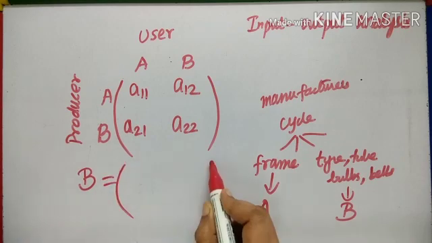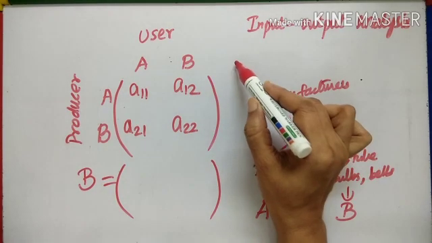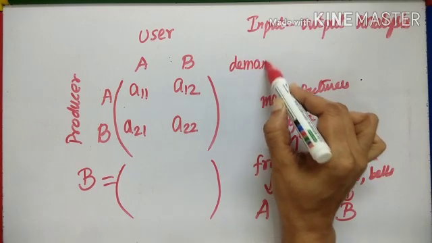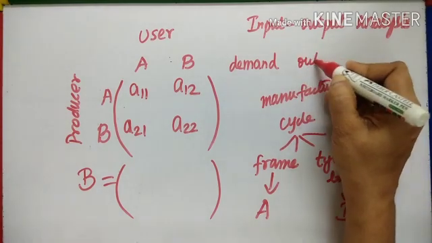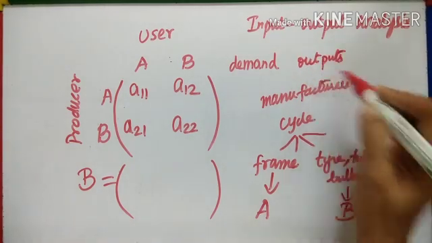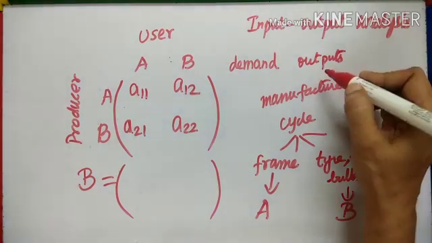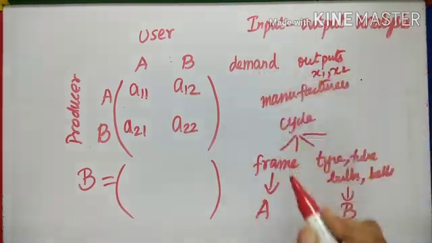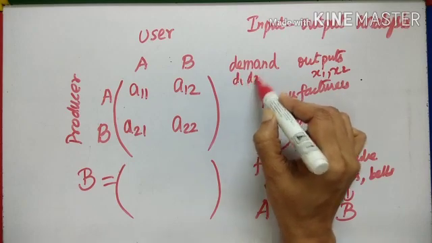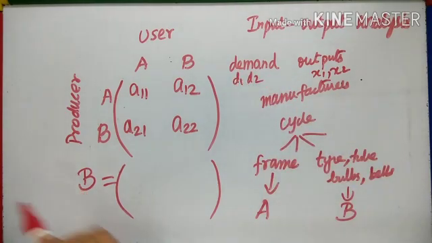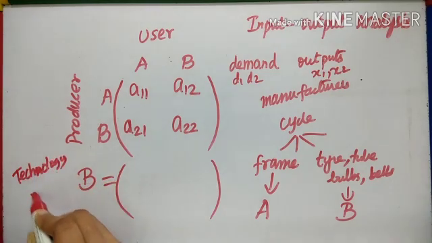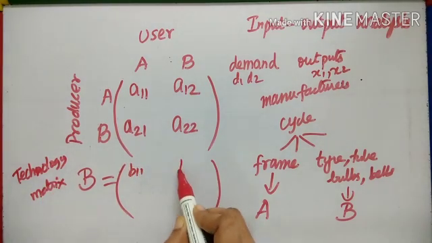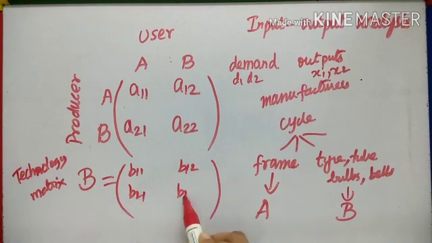What is the technology matrix? Here, I must also tell you what is the demand for the industries and the outputs also. So the outputs we call X1 and X2. The demands, let me call D1, D2. When I say B, I call it the technology matrix. And how to find this technology matrix? We call its elements B11, B12, B21, B22.